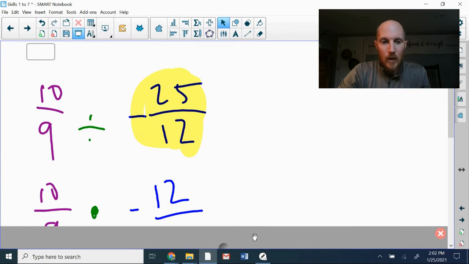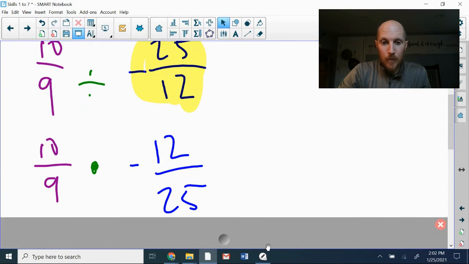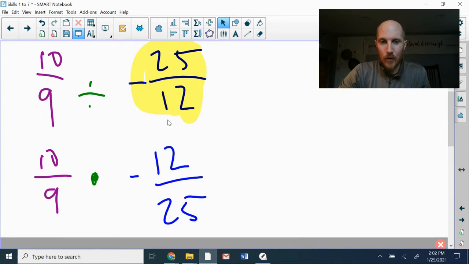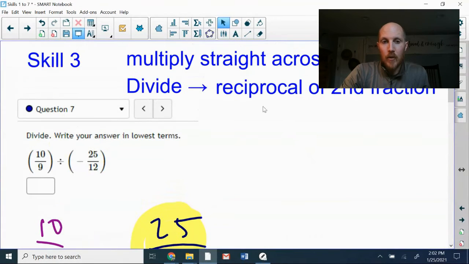So this is going to change to multiplication, and I'll put in the second fraction, these numbers are moving around. So the 12 goes to the top, 25 goes to the bottom. That whole fraction is still negative. That doesn't change. So now I have 10/9 multiplied by -12 over 25. Now I can multiply. It's like our notes up here say, when I'm multiplying, we just go straight across.